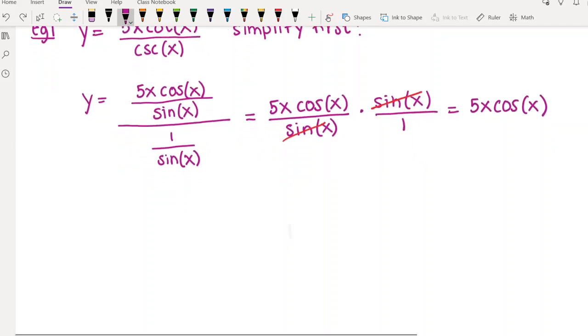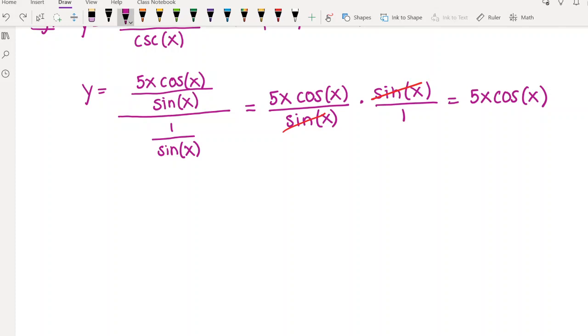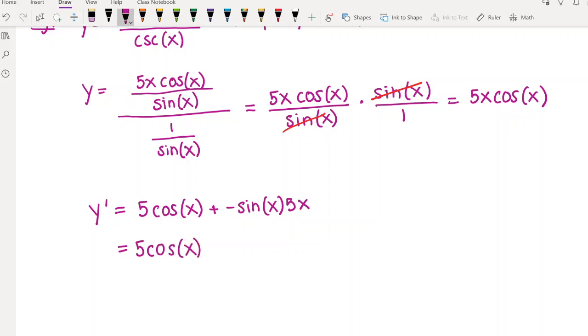So by simplifying this, we got it down to something where now all we have to use is the product rule. And so our two functions are 5x and cosine of x. So we're going to first take the derivative of 5x, and that is 5. And then we're multiplying that with cosine of x. And then to that, we're going to add the derivative of cosine of x, so that's negative sine of x times 5x. And so that simplifies to be 5 cosine of x minus 5x sine of x.